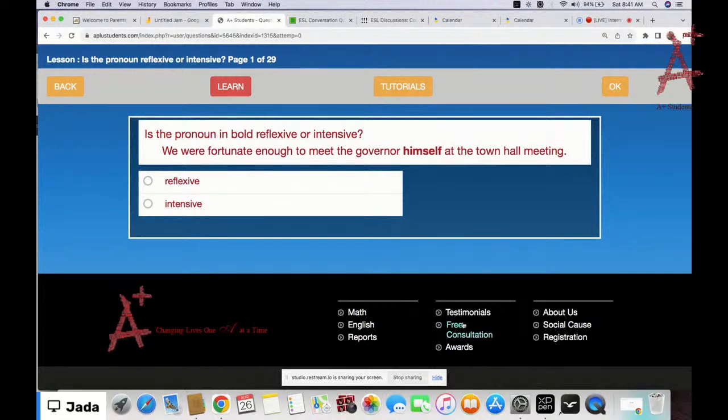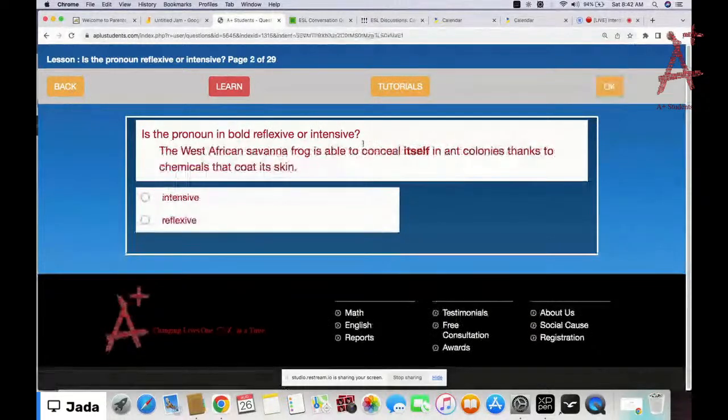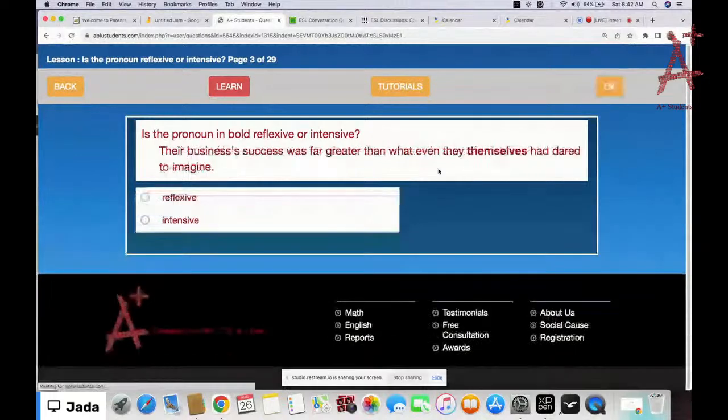So, okay. We were fortunate enough to meet the governor himself. Do you think there's anything that you can switch here that will work? We cannot say the governor him or he. No. So I think that it's intensive because there's nothing that you can switch up here that will still make sense. So intensive is correct. Now there was, okay, this was itself. So this is reflexive. This was in the tutorial. So we'll move on to the next.